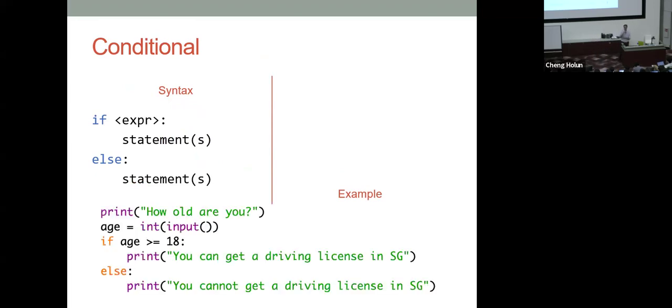For example, this one. I will print, how are you? And ask you what's your age and convert your age into a number. Now, if your age is larger than or equal to 18, you can get a driving license in Singapore. Otherwise, you cannot. Okay? And I want you to pay attention to this.